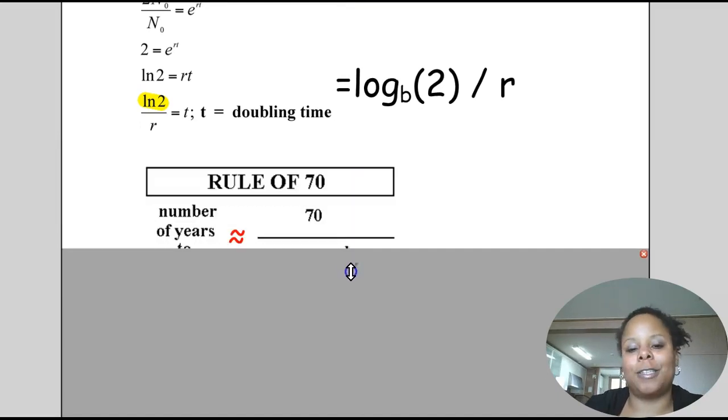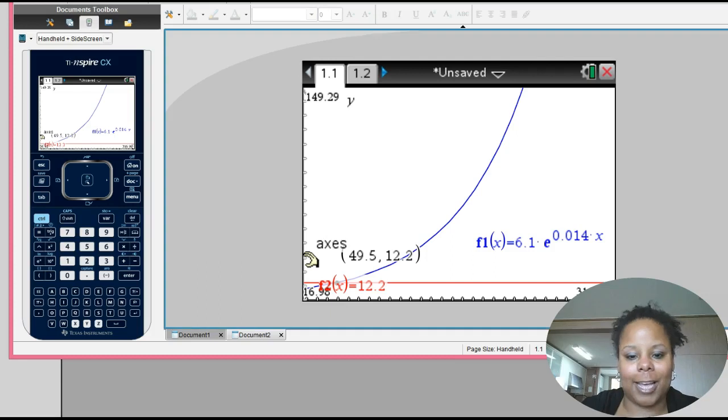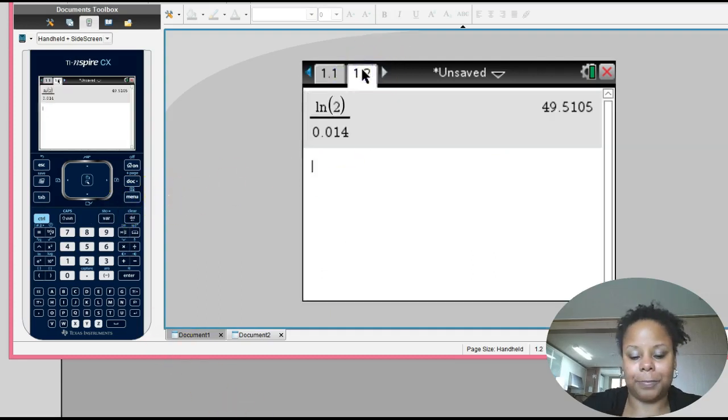Oh, before I go, there is a rule of 70 that's not in your book, but another way business people use to figure out how much time it would take for your money to double. They take 70 and divide it by the percentage growth rate. So going back to our calculator, let's take 70 and divide it by 1.4%, but we're not going to put percent, and we get around 50.